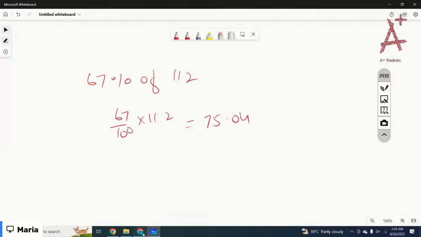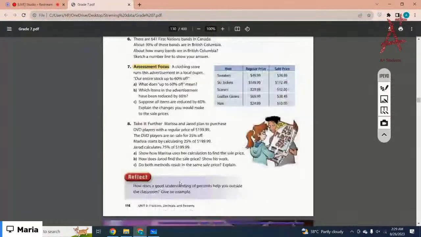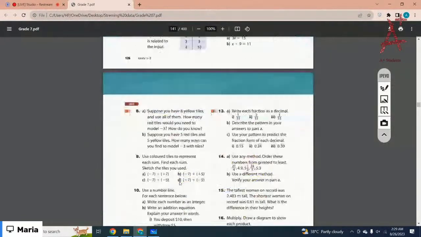Okay, the next one is, let's start with question number 2. The regular price of a radio is, what's wrong?